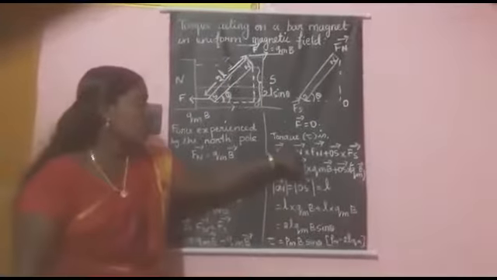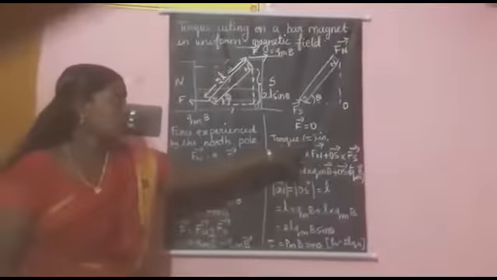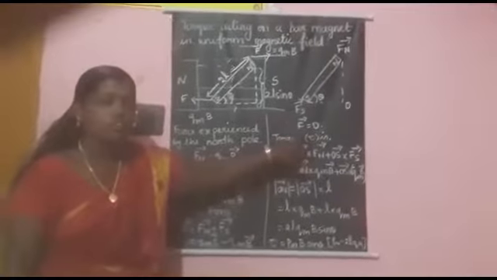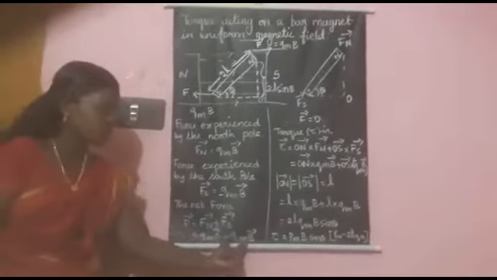Okay, so torque is denoted by tau. This symbol is tau. So tau is given by tau vector equals.